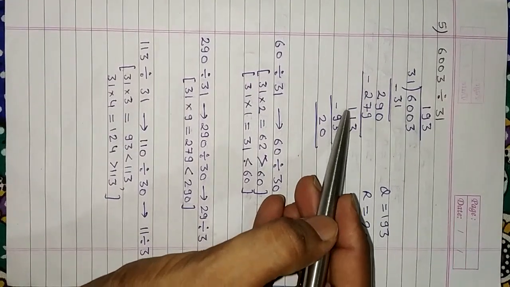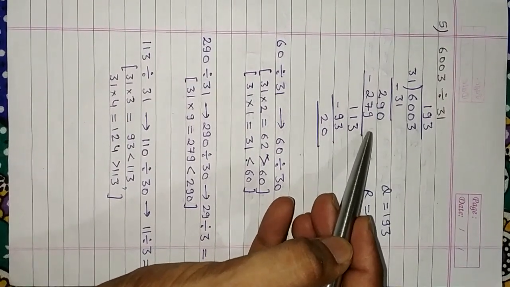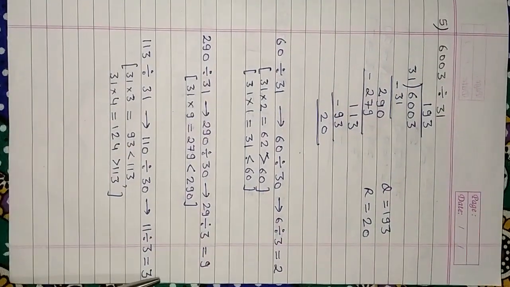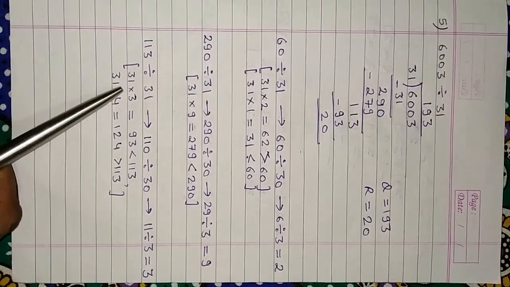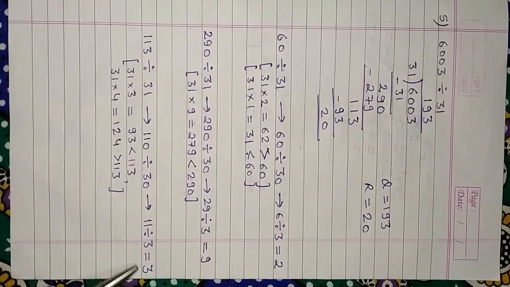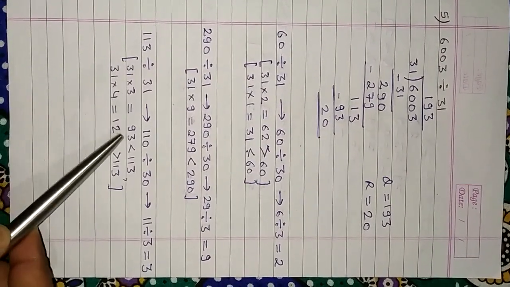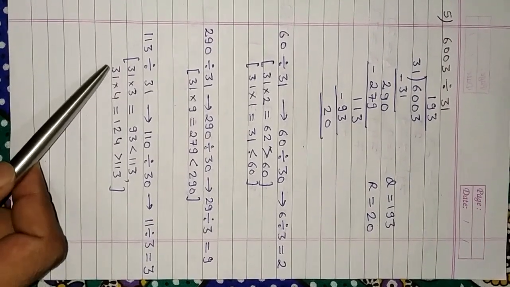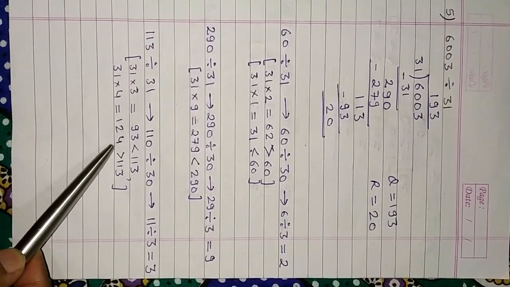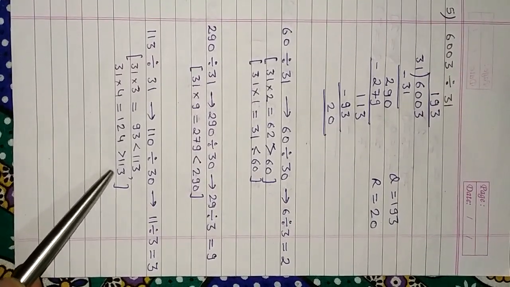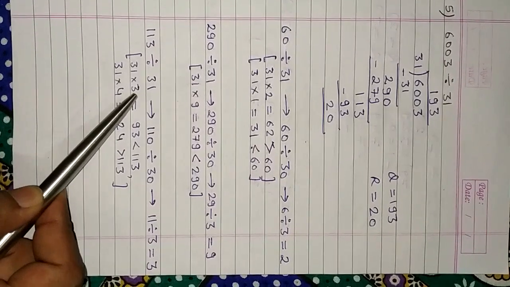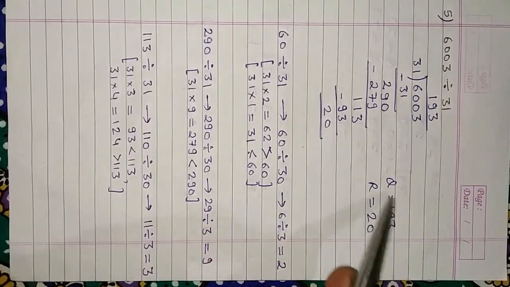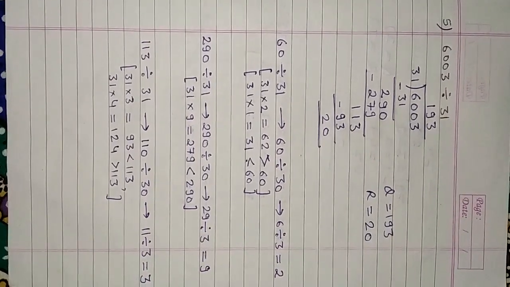Subtract this number, 11. Now take 3 as carry. 113. Again find the rounding estimate, 3. 31 into 3 is 93, less than 113. Check for a number greater than 3. 31 into 4 is 124, which is greater than 113. So we will skip 4, we will go with 3. 31 into 3 is 93. Remainder is 20 and quotient is 193.